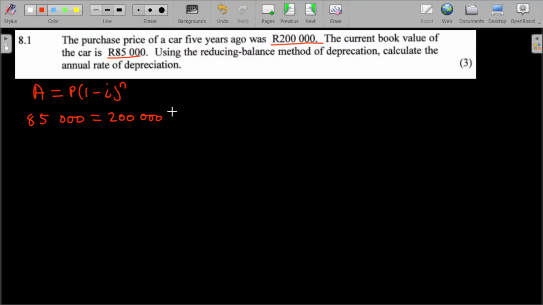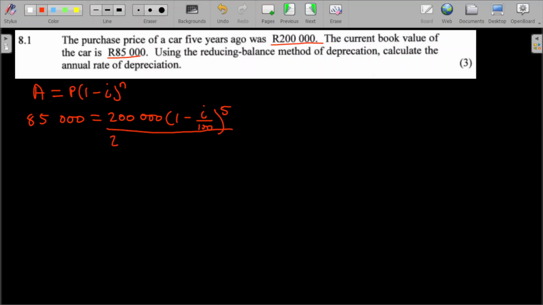200,000, and then 1 minus I, the one that I'm looking for, remember it's divided by 100, into, and then how many years? It's 5 years ago, so it's 5. Now, how do we solve I here?